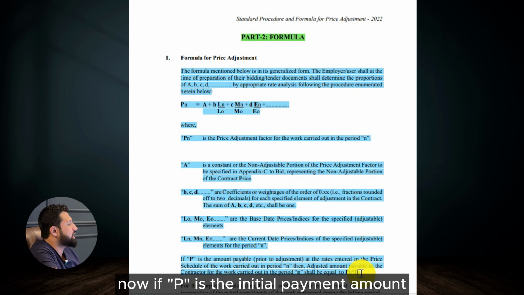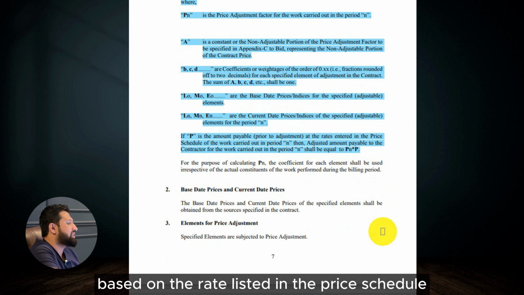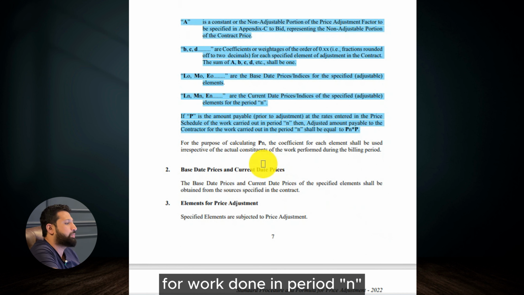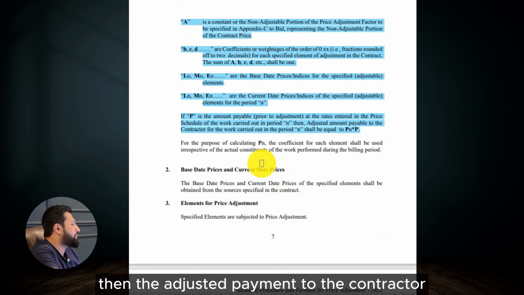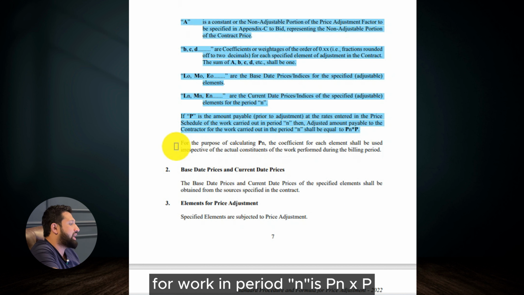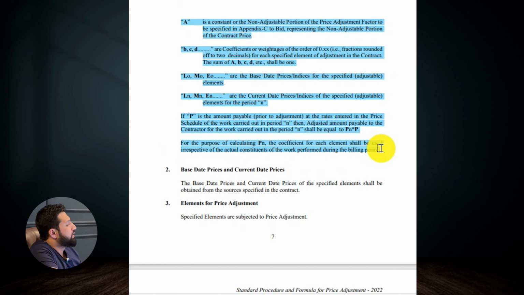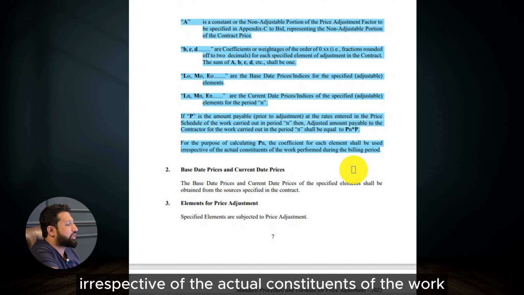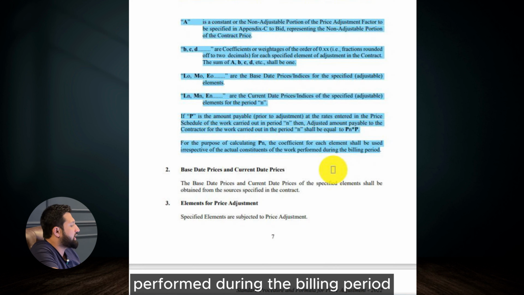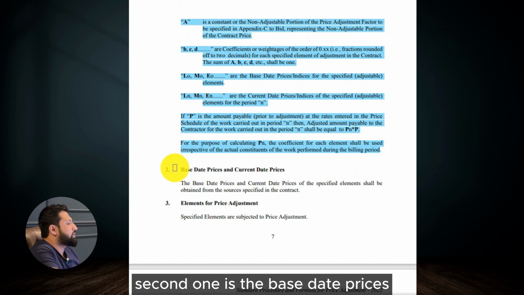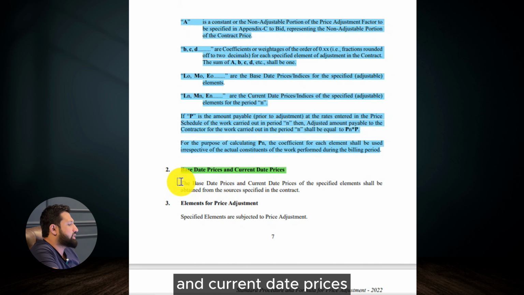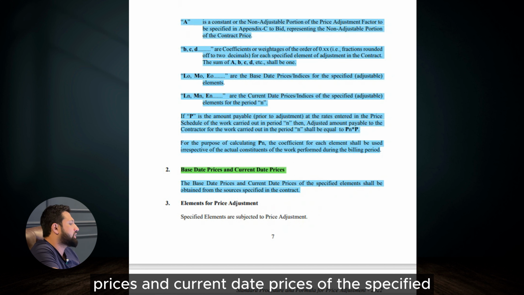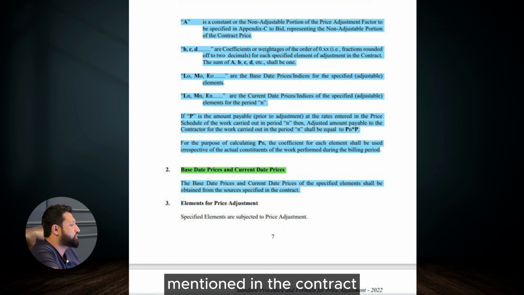Now, if P is the initial payment amount based on the rate listed in the price schedule for work done in period N, then the adjusted payment to the contractor for work in period N is Pn into P. For the purpose of calculating Pn, the coefficient of each element shall be used irrespective of the actual constituents of the work performed during the billing period. Second one is the base date prices and current date prices, which says the base date prices and current date prices of the specified items will be obtained from the sources mentioned in the contract.